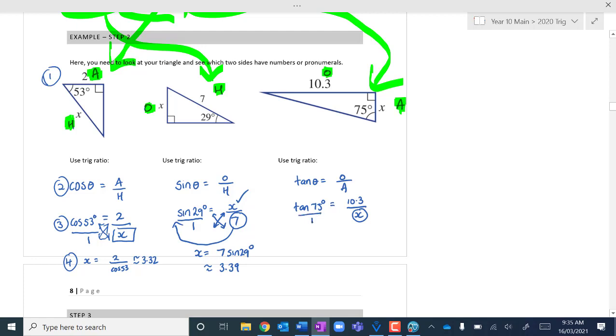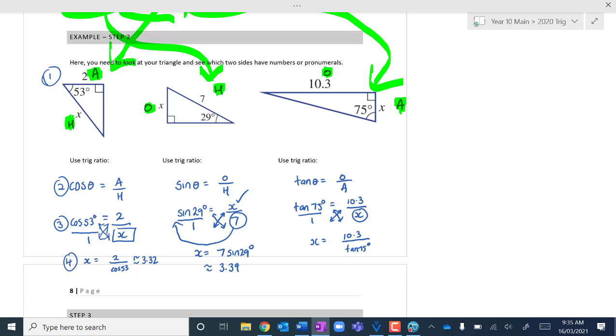We could do this as a fraction if you like. Again, we could cross simplify. The x could go up there, and we could go straight over here, couldn't we? 10.3. The x and the tan of 75 degrees swap places, and that's what we're left with. We can go ahead and find that now.